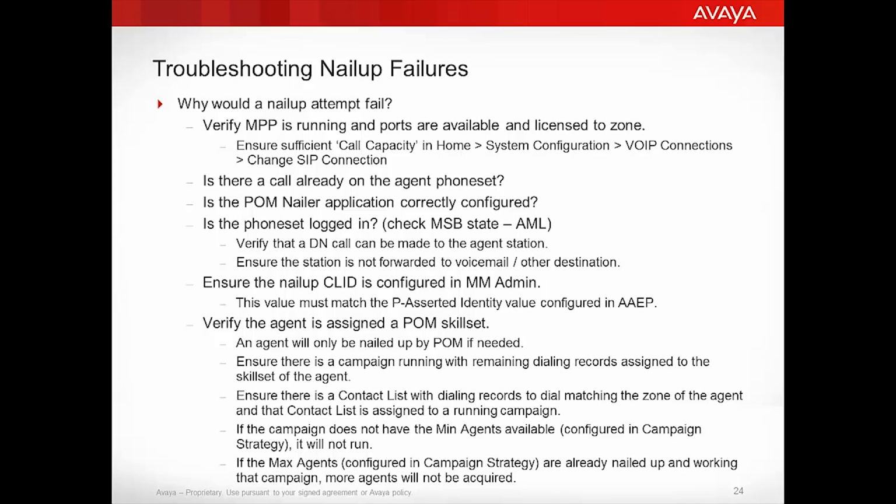So next we'll look at troubleshooting Nailup failures. So why would a Nailup attempt fail? Well, the first thing we need to do is verify that the MPP is running and ports are available and licensed to the zone that the agent has logged in on. So to do this, ensure there's sufficient call capacity in the home system configuration, VoIP connections, change SIP configuration setting.